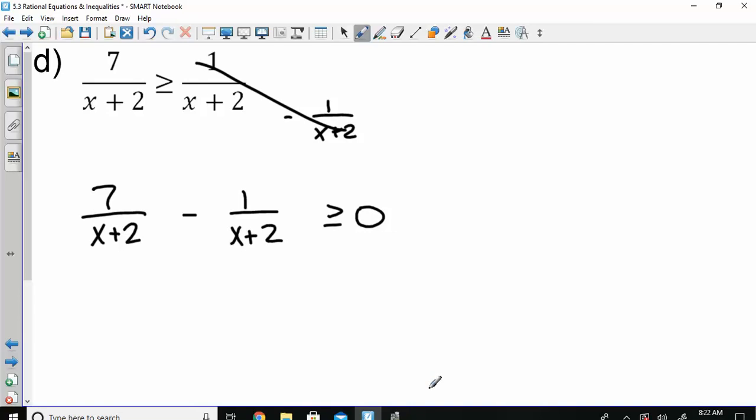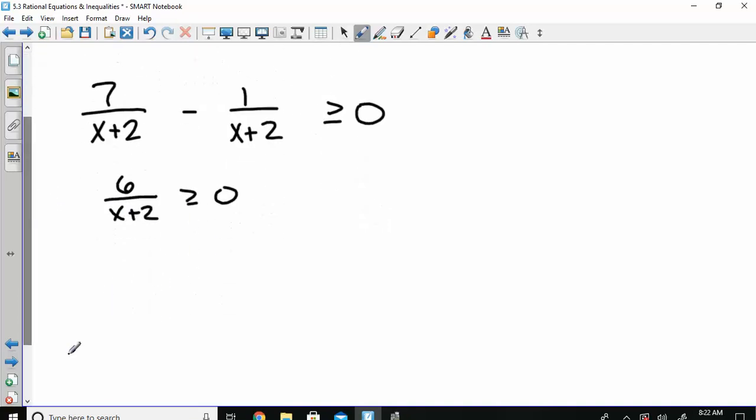Do I have to get a common denominator here? Yeah, it's already a common denominator, so we can just subtract the top. 7 minus 1 is 6 over x plus 2. So now I have a single fraction and I have my 0. Then we always set the top and bottom equal to 0. Does 6 ever equal 0? No, so just ignore it.